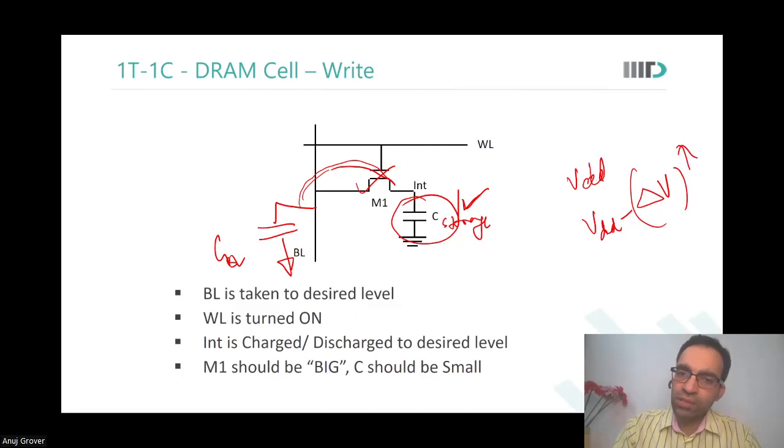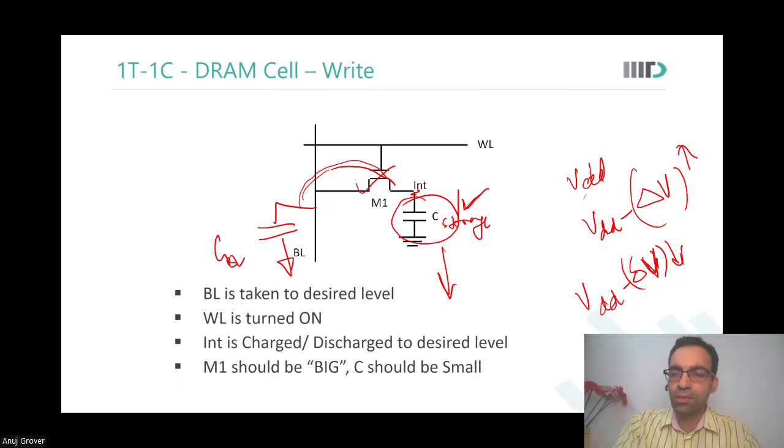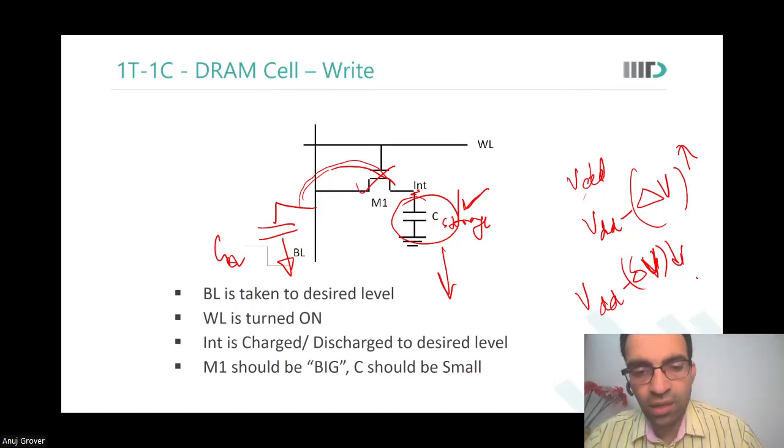Are you able to see this? When this C storage is small, then the voltage at INT will be VDD minus a small delta V, where this delta V is smaller. Are you able to appreciate this point? Yes, sir. We are talking with respect to the bitline capacitance, C should be small, so the smaller the better. Yes, sir. So as small as possible.